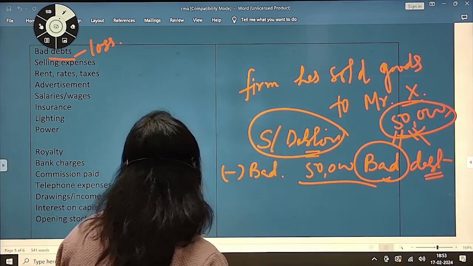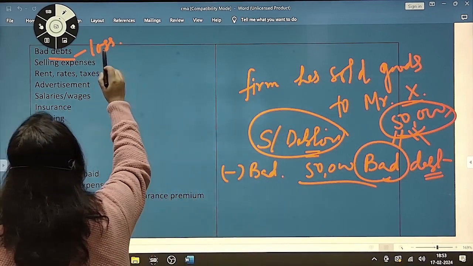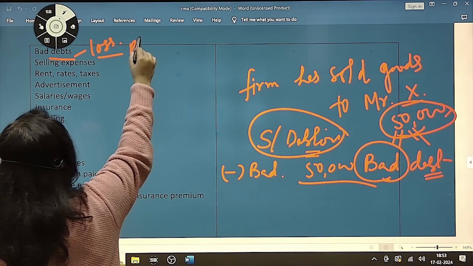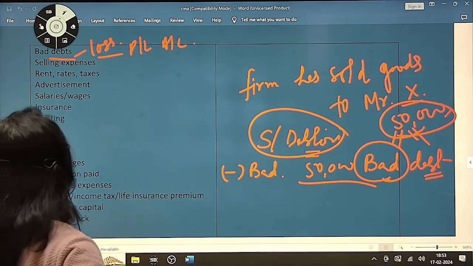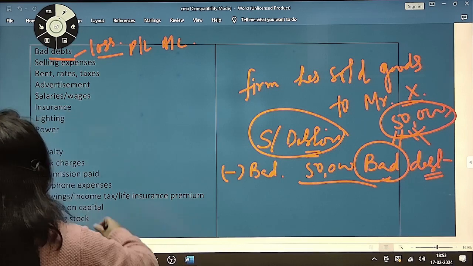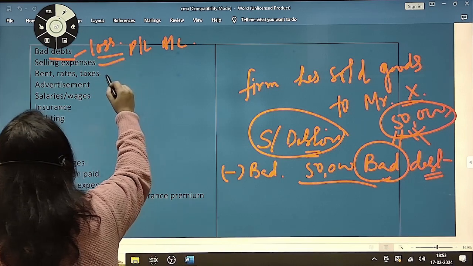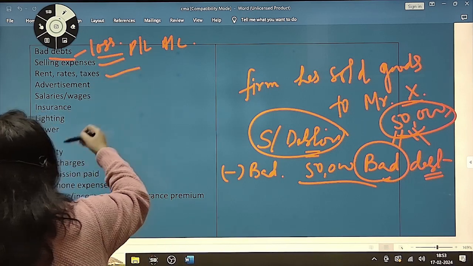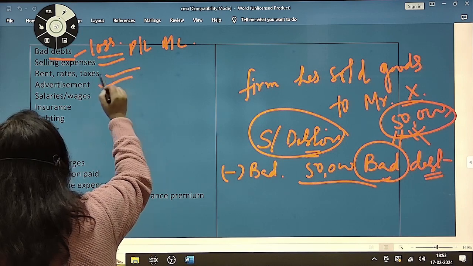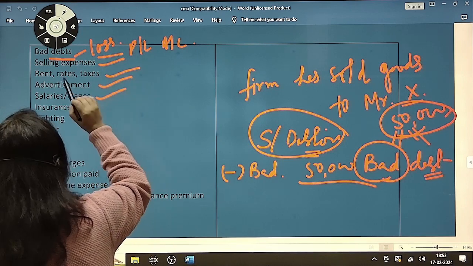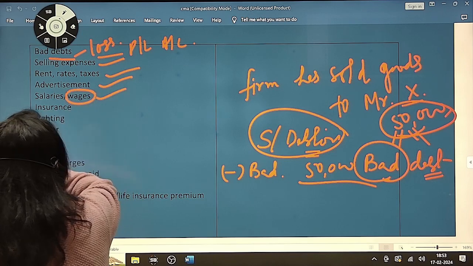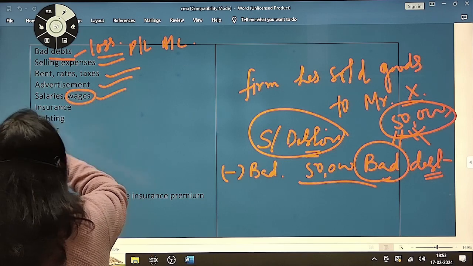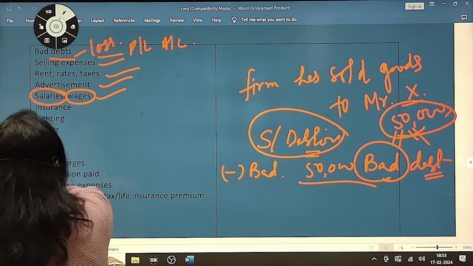So bad debt is a loss. If it is given in the trial balance, we write it in the PL account. Selling expenses, rent rates and taxes, all these are expenses we write in the PL account. Advertisements, salaries and wages. If wages is given separately, we write it in the trading account, and salary we write in the PL account.